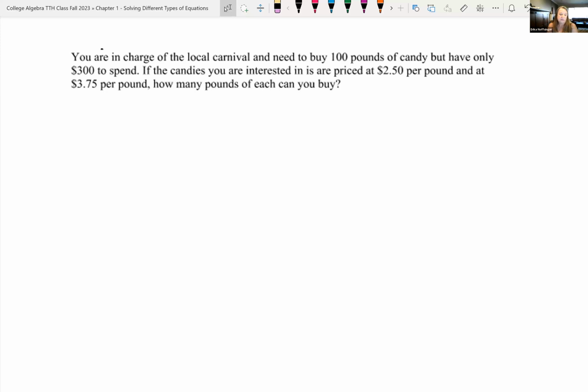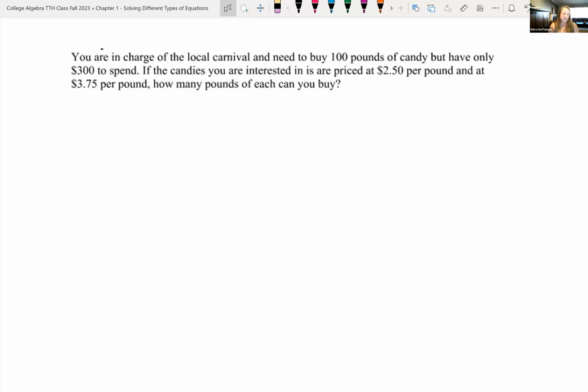So the next problem we have in front of us is a mixture problem. You're in charge of a local carnival and need to buy 100 pounds of candy, but have only $300 to spend. If the candies you are interested in are priced at $2.50 per pound and at $3.75 per pound, how many pounds of each can you buy?